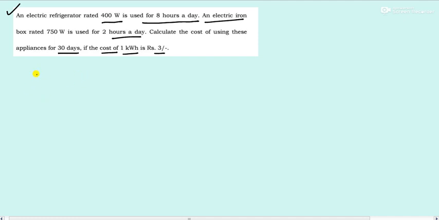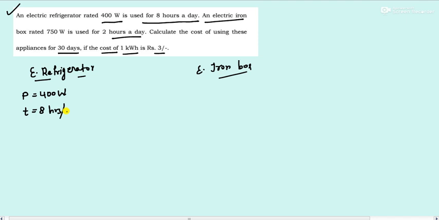Okay, so it's very simple. I'll show you. Here you take electric refrigerator, I will name it as ER. Next, here I will take an electric iron box, I will call it as IB. Next, here they have given its power rating is how much? 400 watt, and it is used for a time of 8 hours per day. And here the power rating is 750 watt, and it is used for the time 2 hours a day.